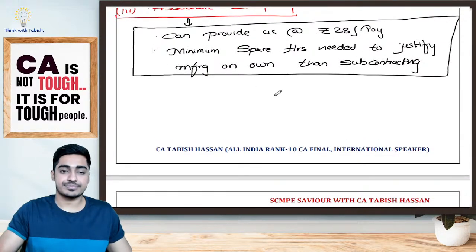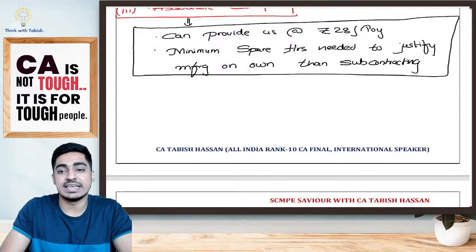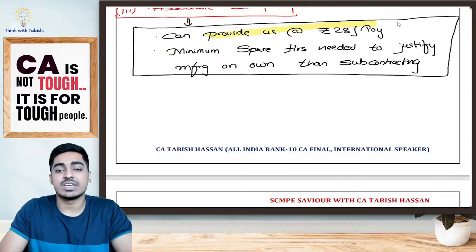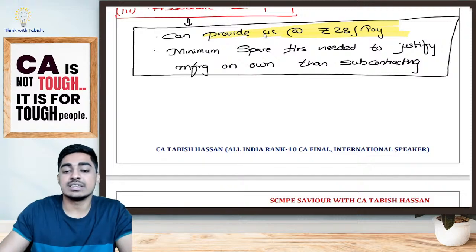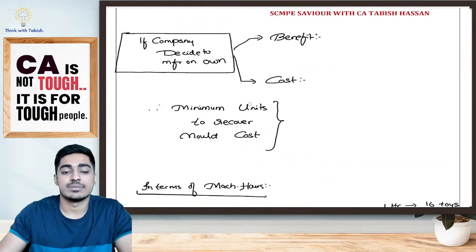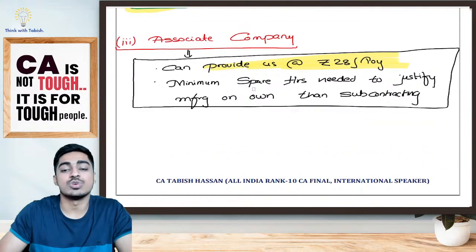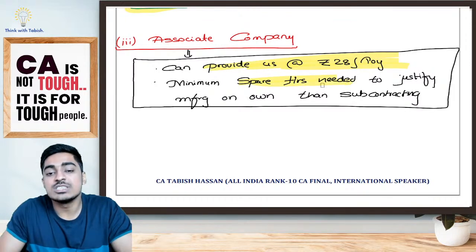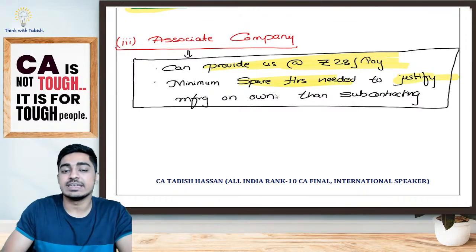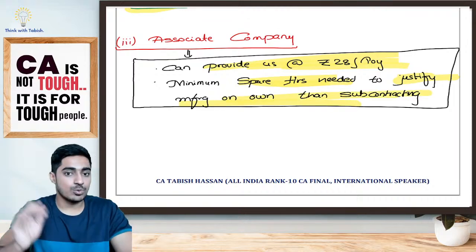So what is the associate company telling? The associate company is telling, yes, we can provide it to you at 28 rupees per toy. What the question is asking is, how much spare hours is needed to justify manufacturing on our own rather than subcontract? Now look at what is happening.